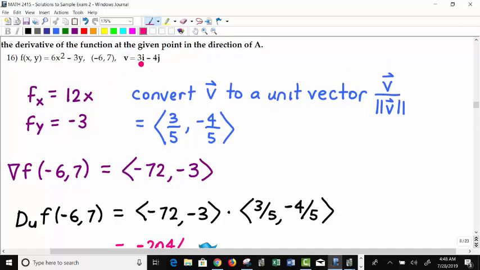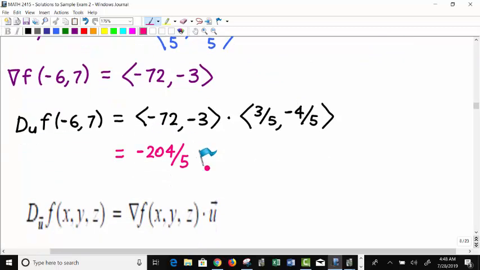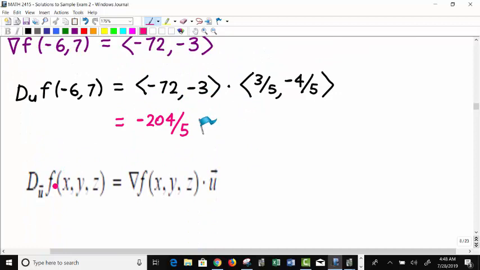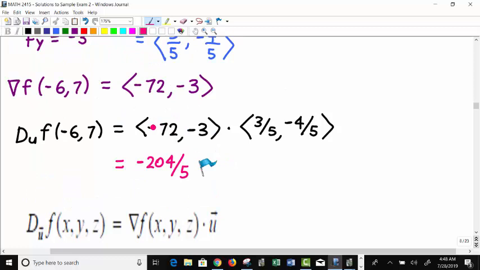And we have to convert this to a unit vector. I didn't write it out here, but the magnitude is 5. Well, I wrote it right here, but I didn't show the magnitude. The magnitude is 5. It's the square root of 9 plus 16, the square root of 25. So converted to a unit vector, it'll be 3 over 5, comma, negative 4 over 5. So we just dot product that with, oh, there's a dot product form, and there's a directional derivative formula. I didn't have that in the last problem, but there it is. So easy, you just dot product here, easy. And they end up with negative 204 divided by 5.